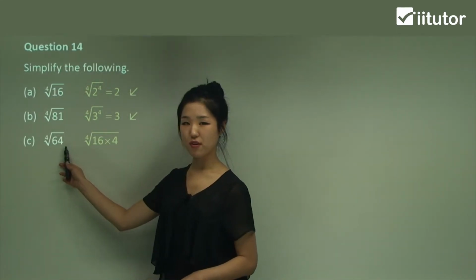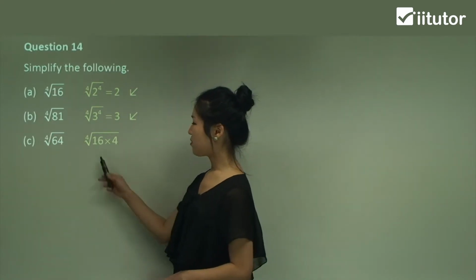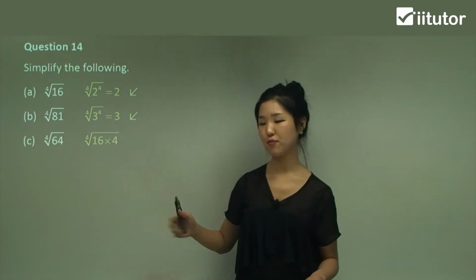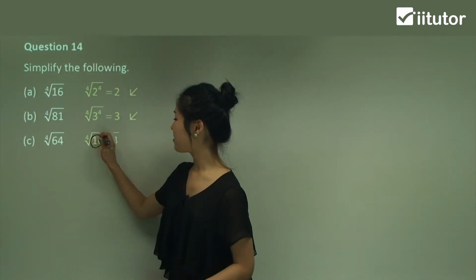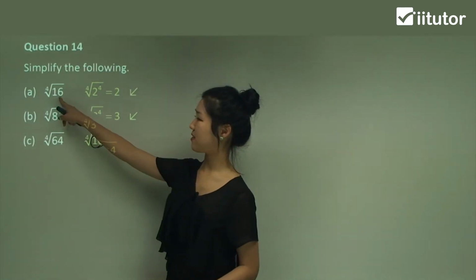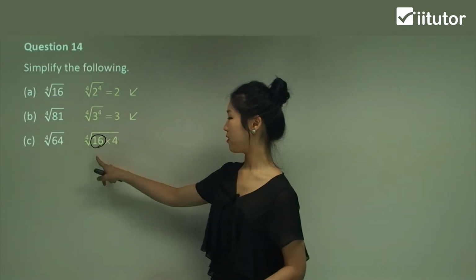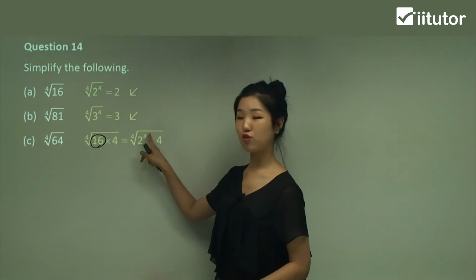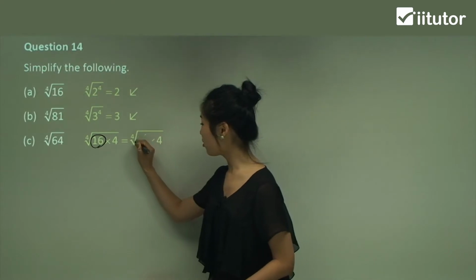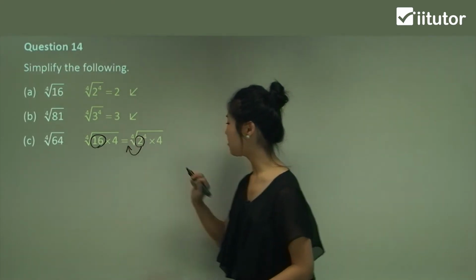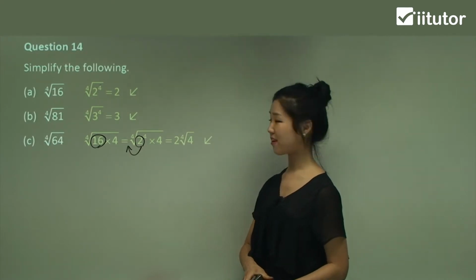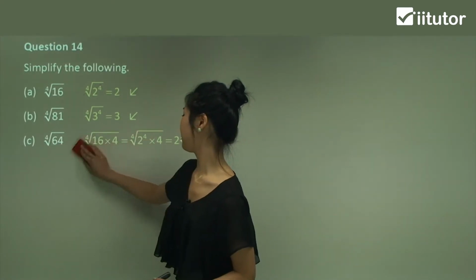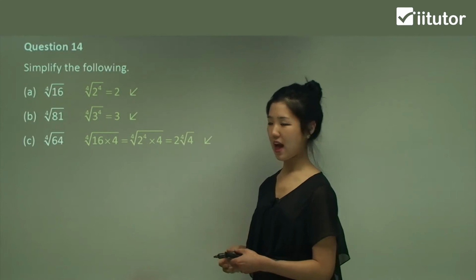And then C, okay, well, I've told you that pretty quickly. 64 is not a perfect 4th power. So what I did was break it into 16 times 4, because 16, remember how I said 16 is 2 to the power of 4. So I can change this to 2 to the power of 4. So this 2 can jump out the front like that, and only the 4 remains inside the root. Okay, get the idea? So again, you have to do a bit of working out here.